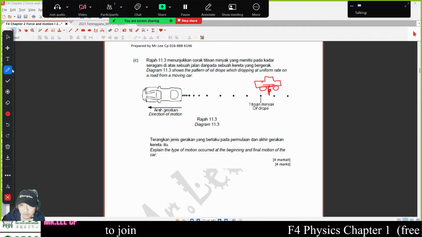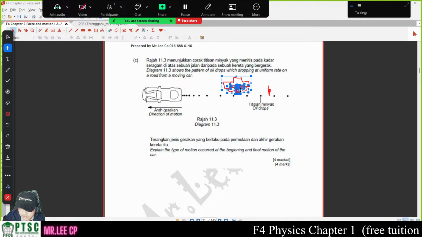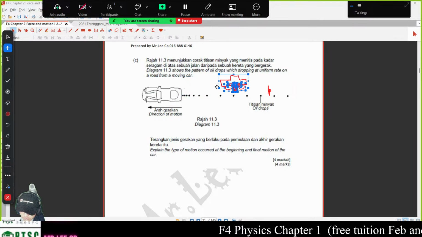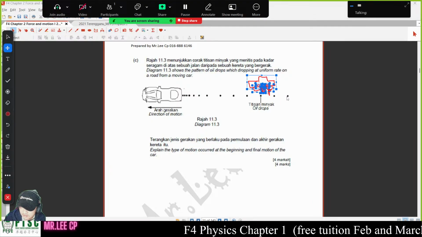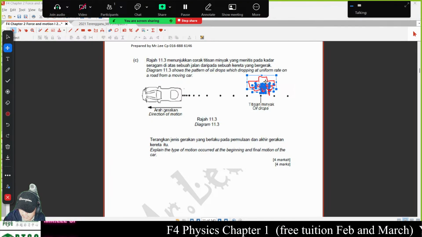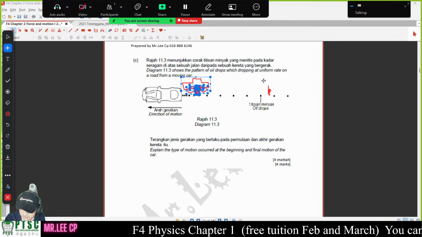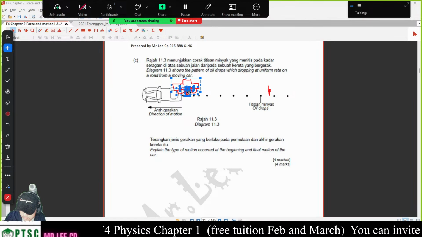So when it is moving, this car is moving from here to here. So it will drip to here. So here to here, he moves fast. So the distance of the drip is far, right? Distance of the point is far, right? So here it doesn't really move. It moves slow, so it drips very slow.